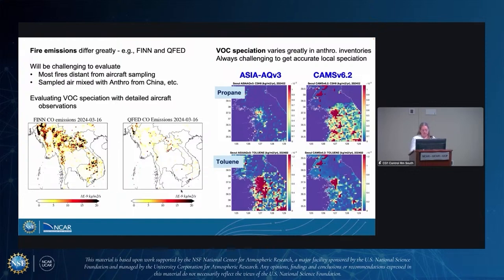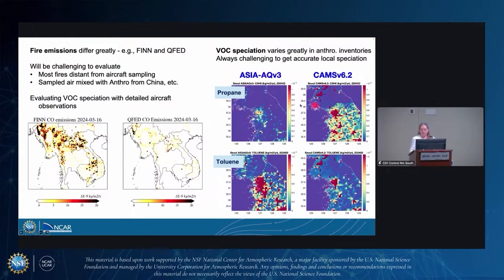The fire emissions, of course, are also very different. We have FINN on the left here and QFED in the middle for one day, and so we're still evaluating which is most accurate, and also looking at the VOC speciation, for which we have all the detailed VOC data from the aircraft to help evaluate that. And VOCs in the anthropogenic inventories are also very different. Asia AQ V3 is the first composite we used for the campaign.